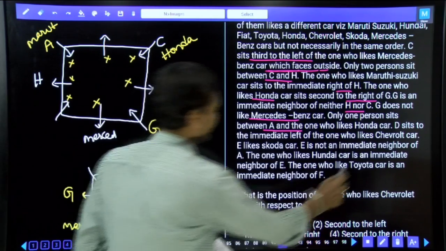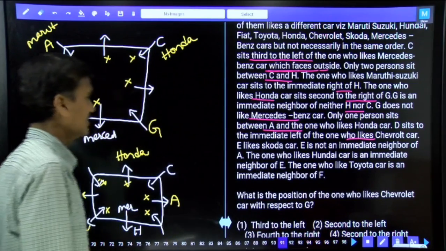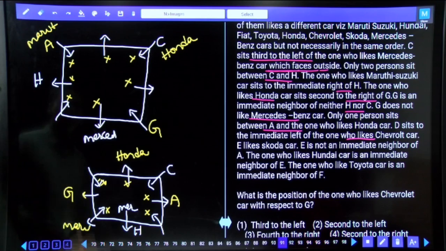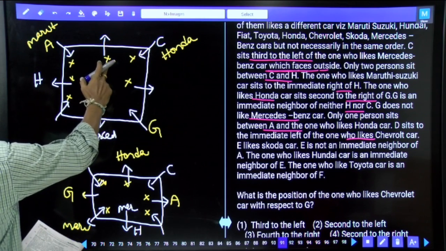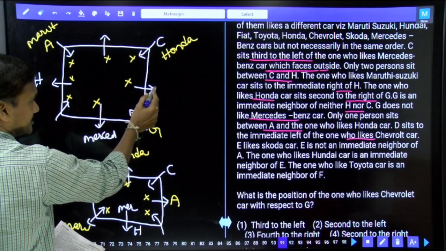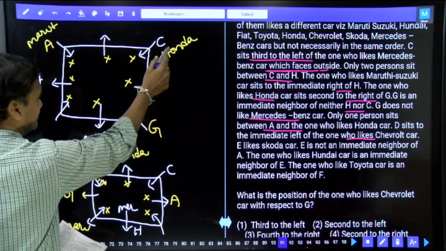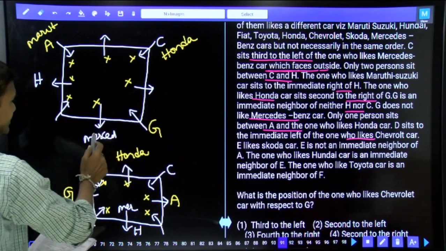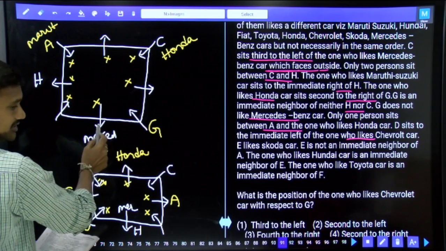And D sits to the immediate left of the one who likes Chevrolet. D is to the immediate left of Chevrolet. As D is to the immediate left of Chevrolet, D cannot be at this place, because Chevrolet cannot be at this place. And Chevrolet cannot be here. If Chevrolet is here, D must be here, which is not possible. And if Chevrolet is here, then D can be here. There is a possibility.